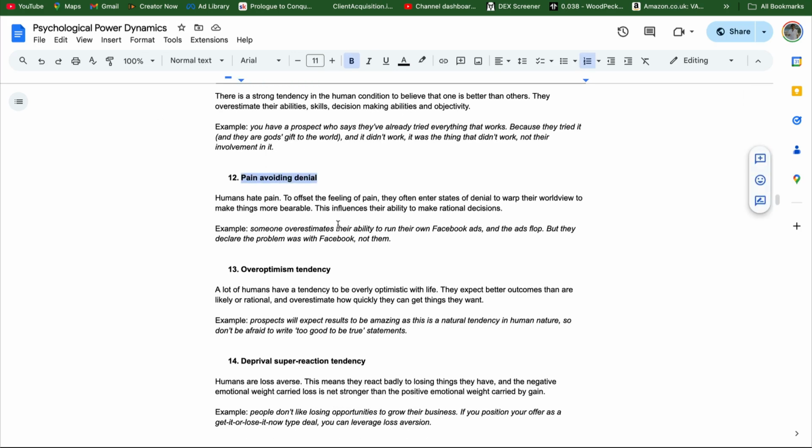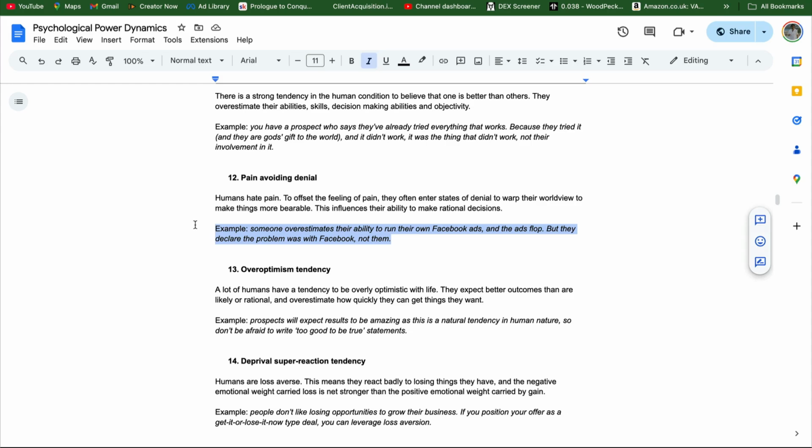Now, the next cognitive bias is pain avoiding denial. Humans hate pain. To offset the feeling of pain, they often enter states of denial to warp their worldview to make things more bearable. This influences their ability to make rational decisions. Example, someone overestimates their ability to run their own Facebook ads and the ads flop, but they declare the problem was with Facebook and not them.